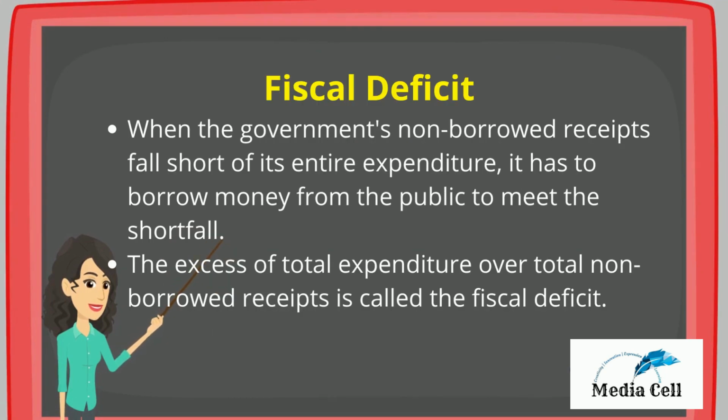Fiscal deficit. When the government's non-borrowed receipts fall short of its entire expenditure, it has to borrow money from the public to meet the shortfall. The excess of total expenditure over total non-borrowed receipt is called fiscal deficit.